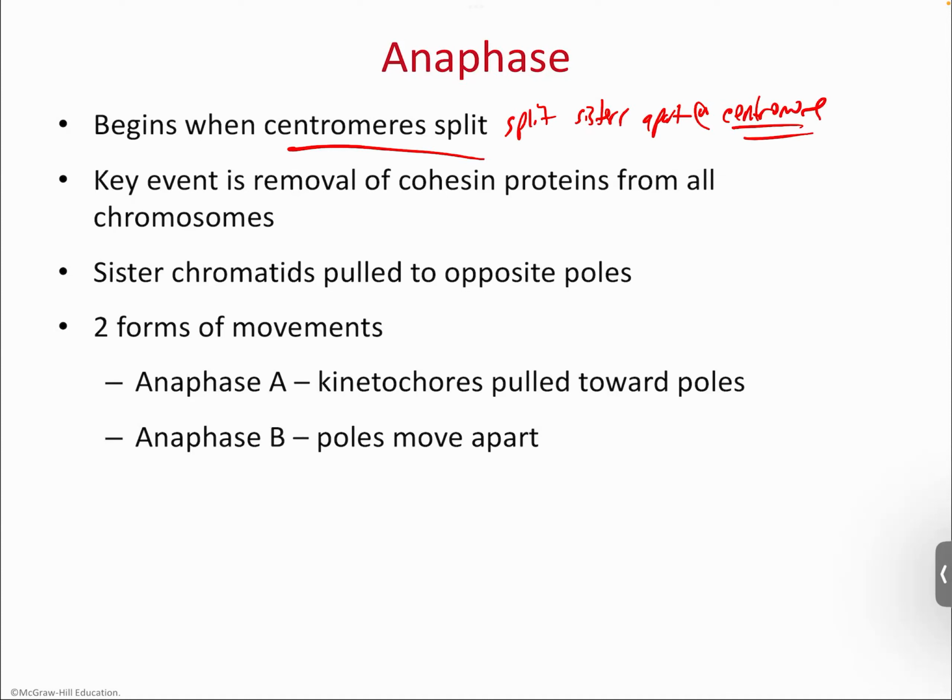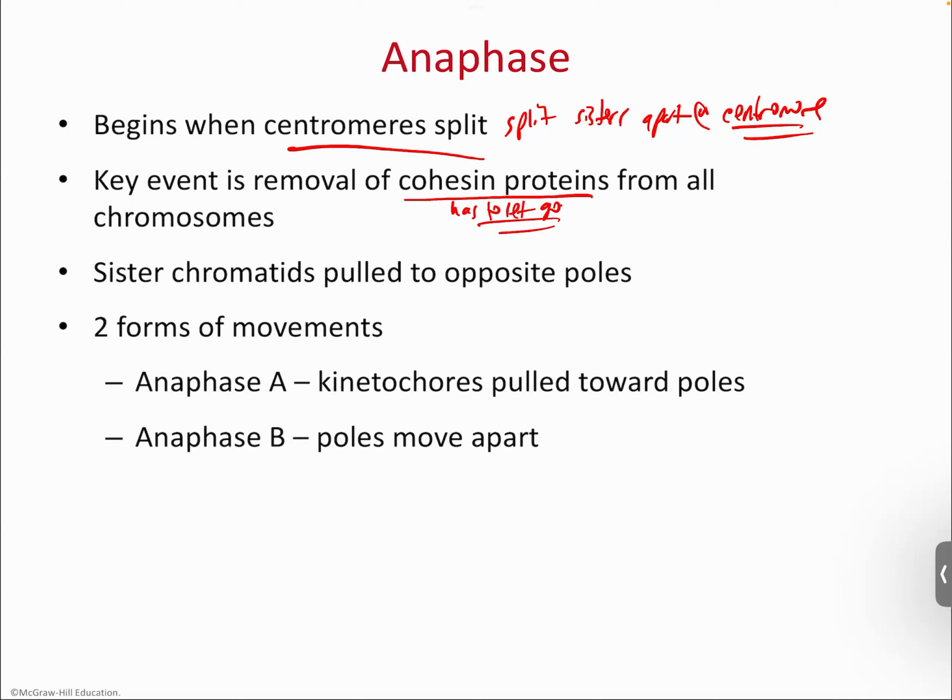Well, remember, these sisters are held together by that protein glue, right? Cohesin. So in order to get these things to separate, that cohesin has to let go. When it does, and you're pulling on the other side, then it'll pull apart.